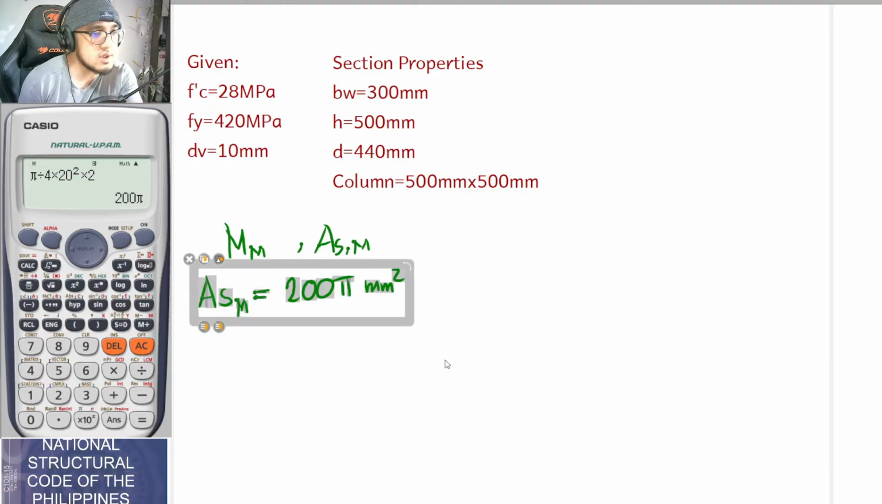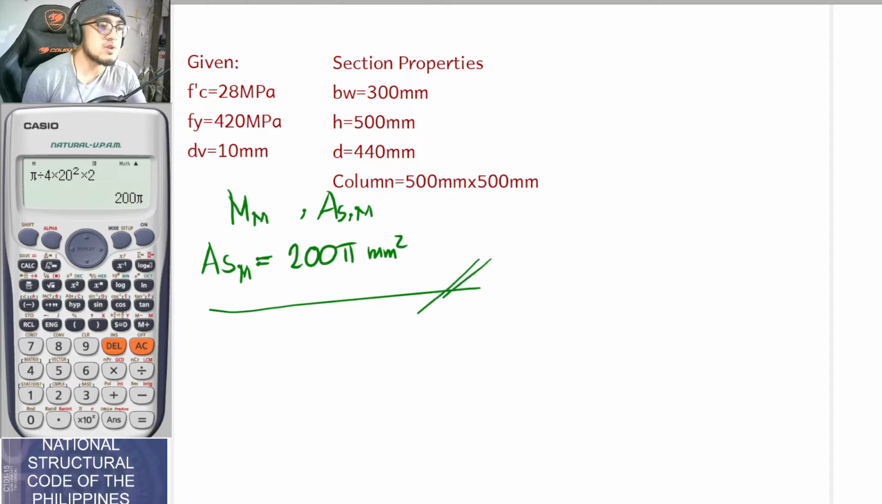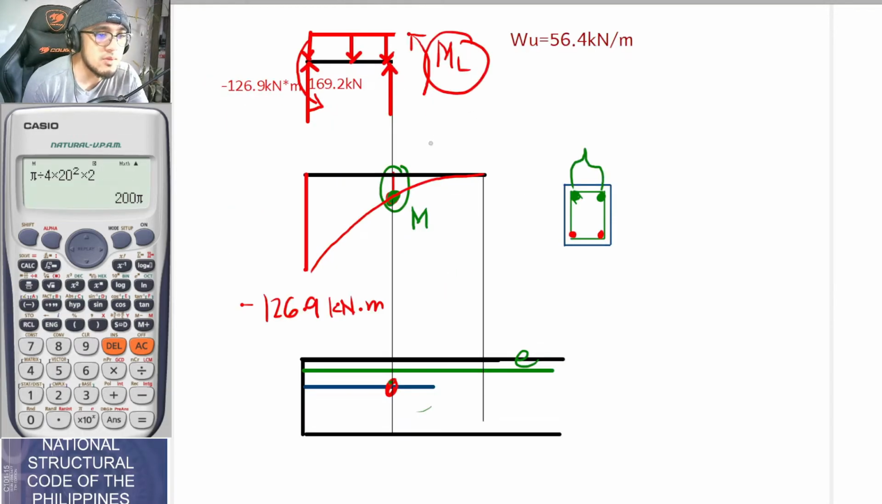Okay, so once again, this is to be an analysis problem. This part of our solution is to be an analysis problem. What we will be doing is that we will be checking for the moment capacity of this section. Na yung inalis na natin si bars L. So, nakailan ulit na ako doon just for emphasis.